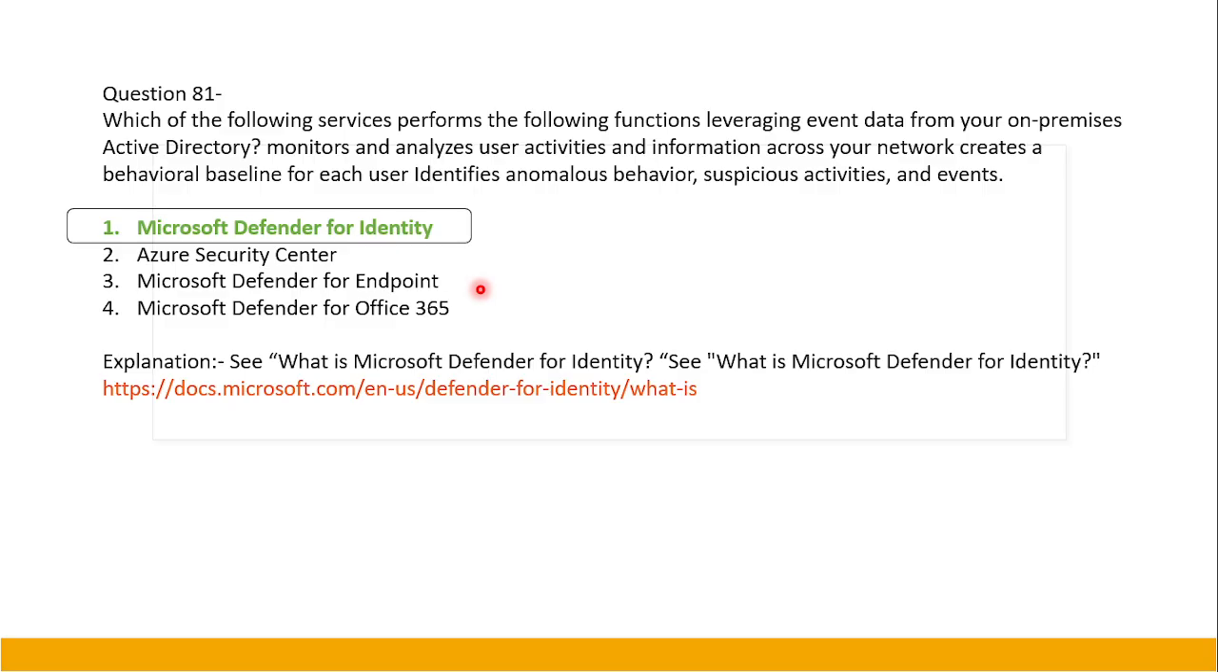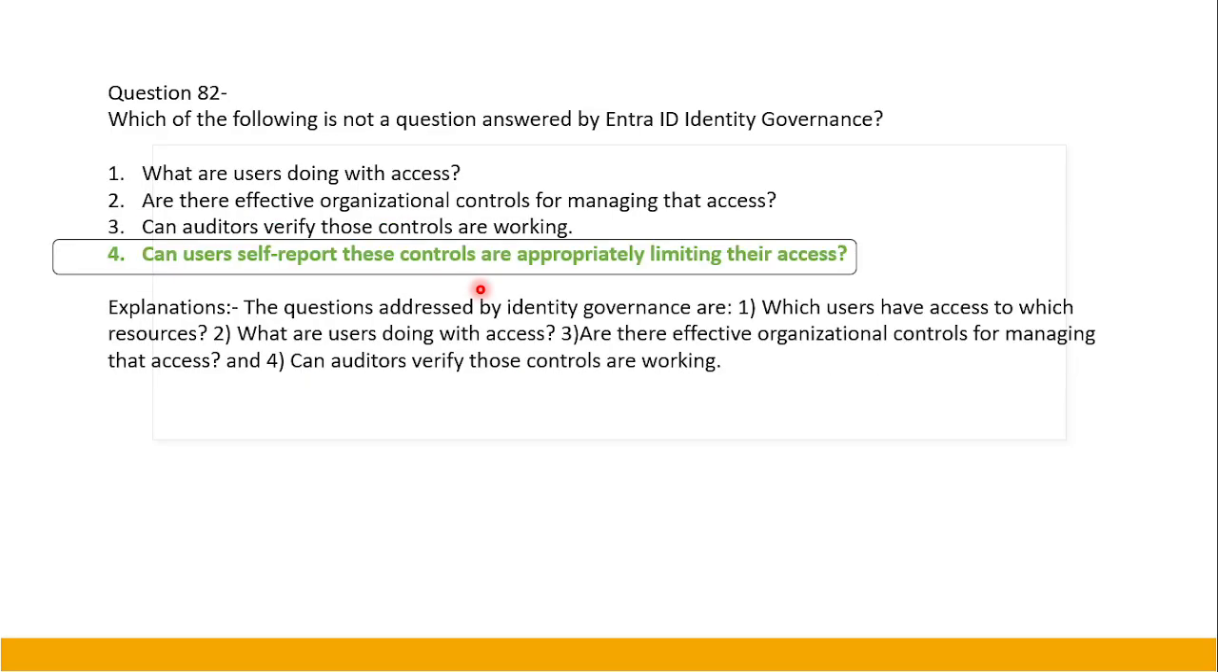Question 81. Which of the following services performs the following functions leveraging event data from your on-premises Active Directory? Monitor and analyze user activities and information across your network, create a behavioral baseline for each user, and identify anomalous behavior, suspicious activities, and events. The correct option here is Microsoft Defender for Identity.